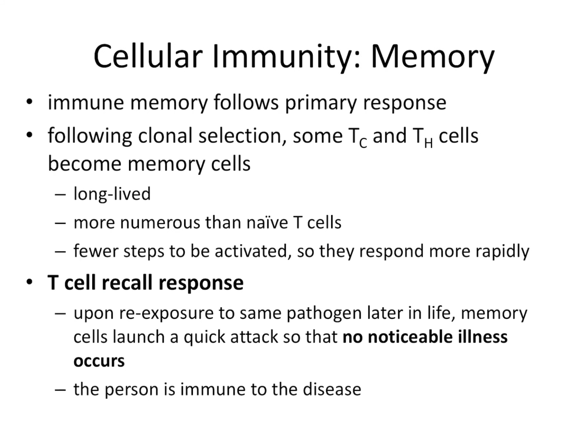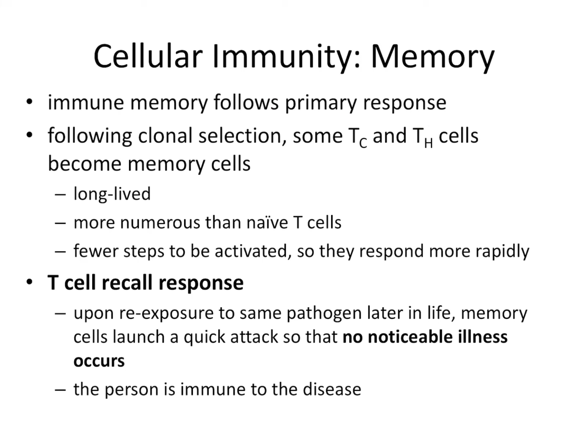The final stage of cell-mediated immunity, or cellular immunity, is going to be memory. Now, this immune memory is going to follow our primary response. Our primary response in this instance is going to be the activation of those T cells after being exposed to this antigen for the first time. So our primary response is essentially mounted after the first time we've been exposed to this pathogen.